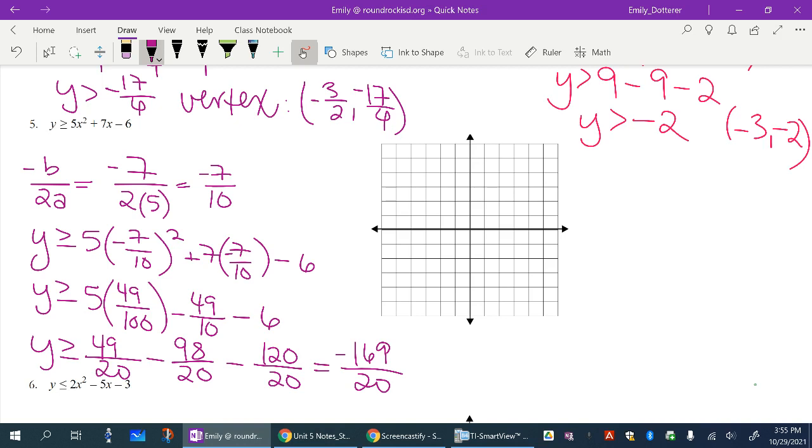$169. Okay. So 169 over 20 is about, that would be 160, and then whatever 9 over 20 is. So about 0.45, I think.